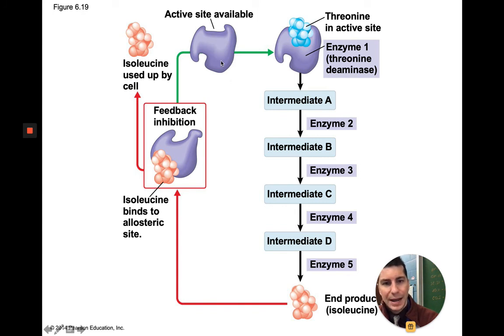And when it is bound, that's going to change the active site so that whatever is being used to activate that enzyme can no longer bind. That substrate can no longer bind to it. So that's feedback inhibition. All right, guys, so that is chapter 6.